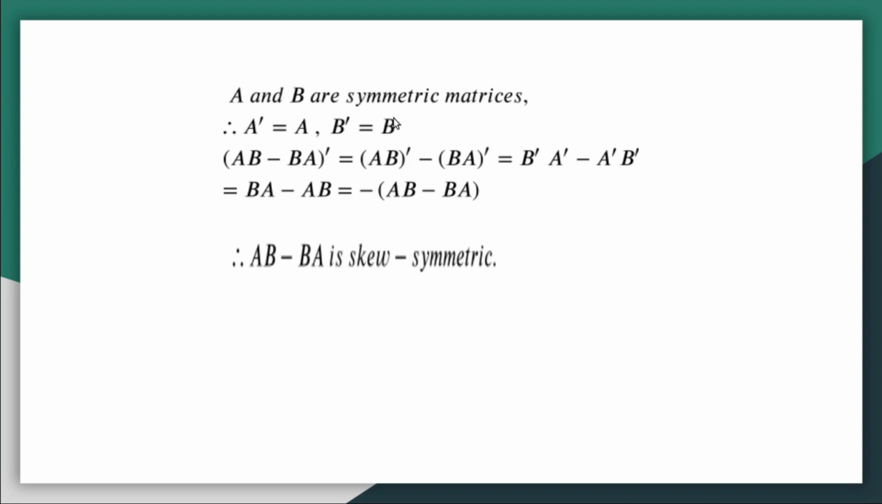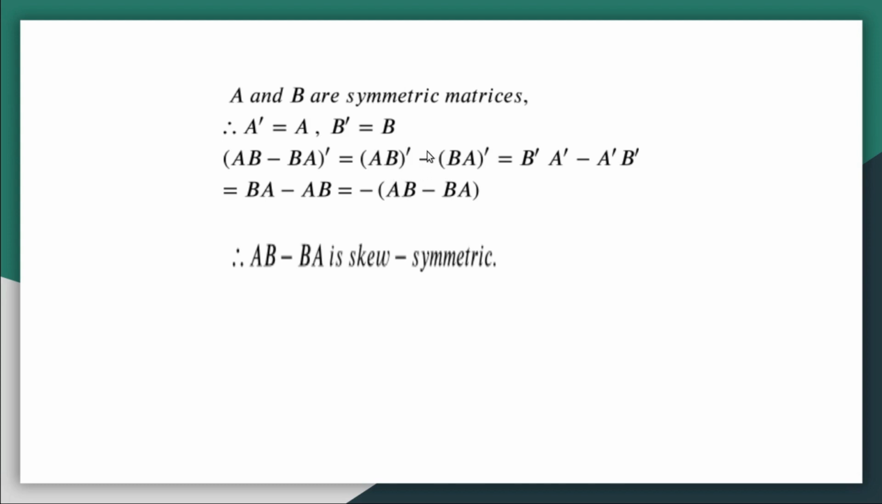Since A and B are symmetric, A transpose equals A, B transpose equals B. Now take (AB minus BA) transpose. We know that (A minus B) transpose equals A transpose minus B transpose. Now this is of the form (C minus D) transpose, which equals C transpose minus D transpose. So we get (AB) transpose minus (BA) transpose.